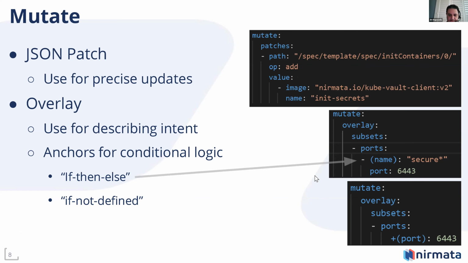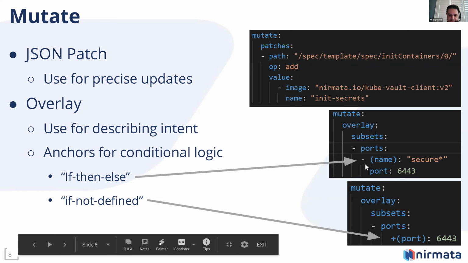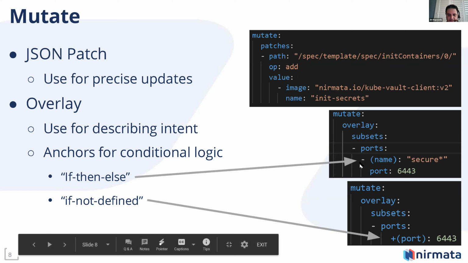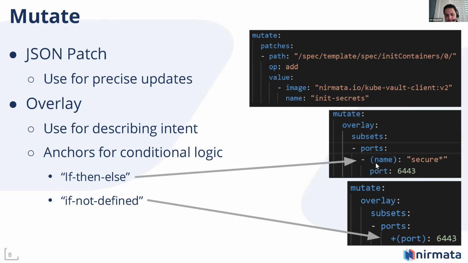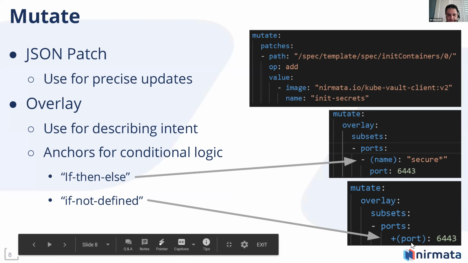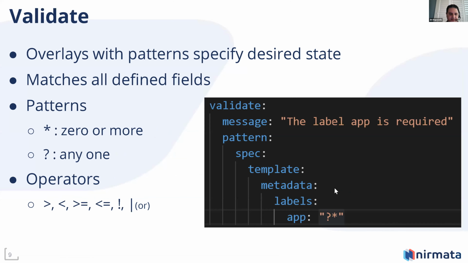But there are also some additional decorations you can put onto the YAMLs. For example, the first one will do an if-then-else type of construct. This is something we call an anchor in the YAML, where putting in parentheses will add the conditional logic. And then otherwise you could do an if-not-defined, and only mutate the YAML if something's not defined, as in the second example. So that's an example of using some simple logic within the policy YAML itself.